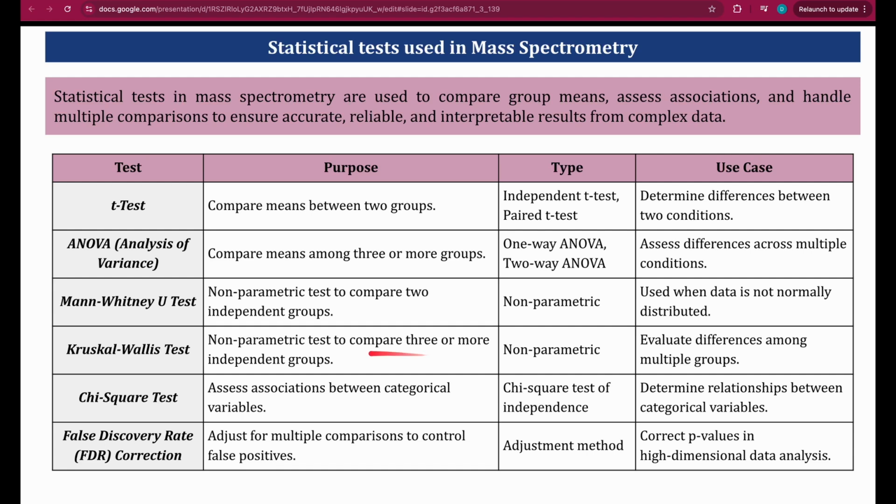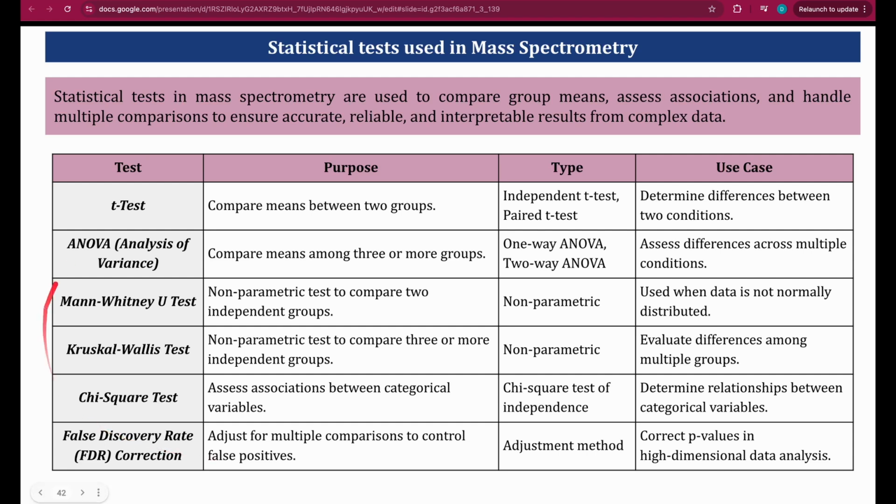Now if you have categorical variables and you want to assess the associations, you will go for the chi-square test, which is used for categorical variables. That means the values which are not numbers but categories, like yes, no, affected, not affected. For that you will use the chi-square test. Similarly, false discovery rate correction is also a test in which you adjust for multiple comparisons to control the false positives. So you correct the p-values. We will see the false discovery rate correction in the multiple hypothesis testing. So what we do is we try to correct it.